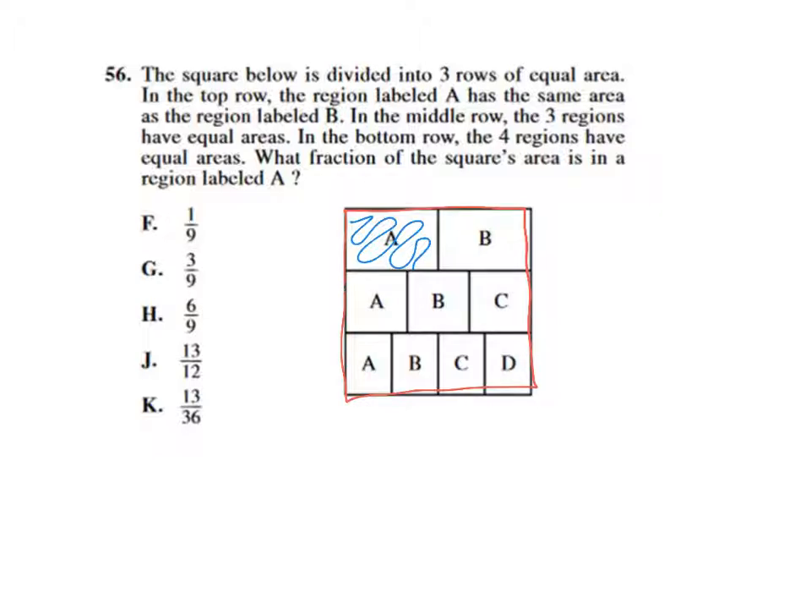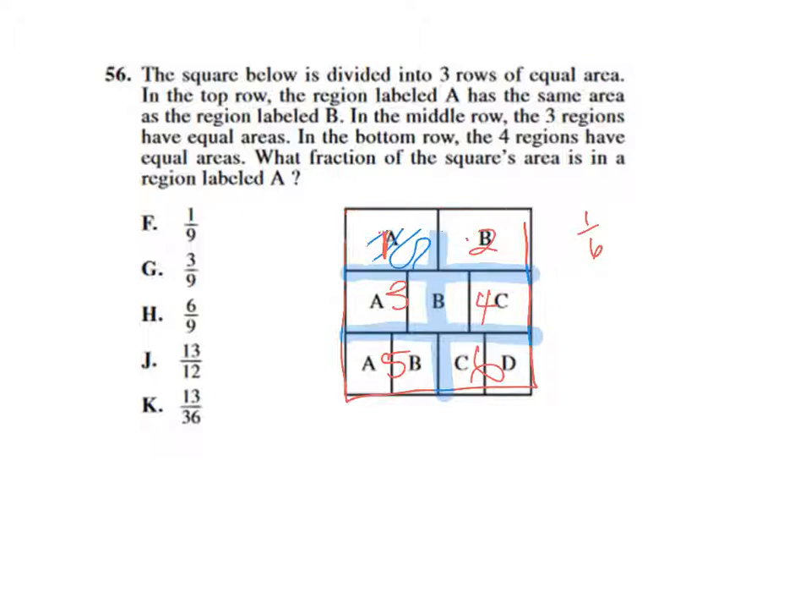But if I take this box and I split it up, and let's say it looks something like this. Well, now I can see that A is half the top row, but it is 1/6 of the entire square. So, here's the first part, second, third, fourth, fifth, and sixth. So A takes up 1/6, just that piece right there.